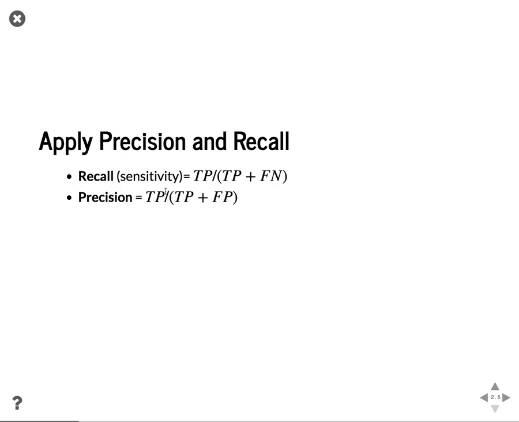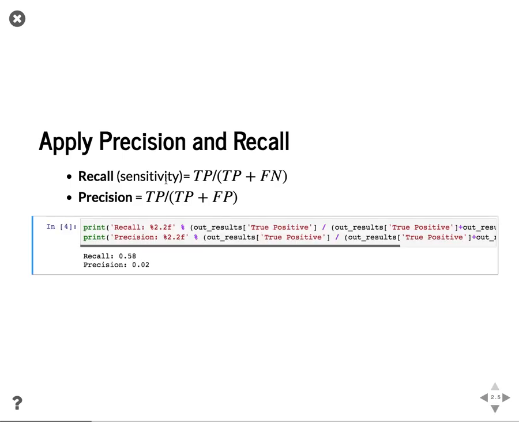So sensitivity, you can kind of imagine, if it's there, how likely are you to see it? Where precision shows much more, if you found something, what's the likelihood you should take it seriously or that it was correctly found? Cool. And so we can calculate these numbers quite easily from the results we just did. And we get a recall of 0.58, which is not terrible, but a precision of 0.02.